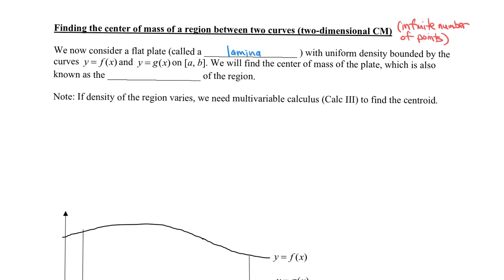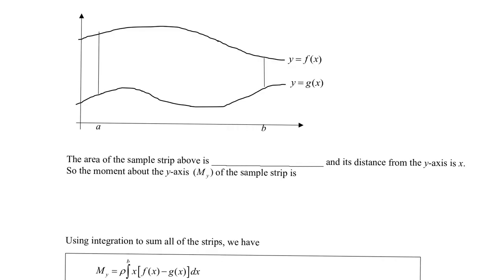We're going to find the center of mass of the plate, which is also known as the centroid of the region. So when you have a two-dimensional flat plate, the center of mass is also called the centroid. And then a little note here, of course, as the density of the region varies, we need multivariable calculus to find the centroid. So for this case, we've got a picture here. We've got a couple of curves, y equals f of x, y equals g of x, between a couple of points A, B. And of course, we have the x-axis and the y-axis.